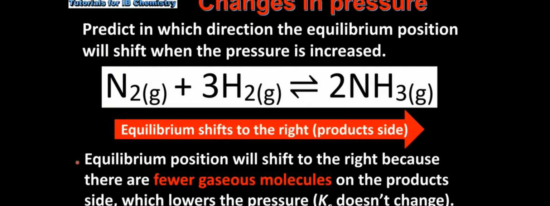So the equilibrium position will shift to the right because there are fewer gaseous molecules on the product side, which lowers the pressure. As we saw earlier, there are fewer gaseous molecules on the product side of the equation. When the pressure is increased, the equilibrium position shifts to the side with the fewer gaseous molecules, which has the effect of lowering the pressure of the system. Just like the changes in concentration, changes in pressure do not affect the value of the equilibrium constant Kc.